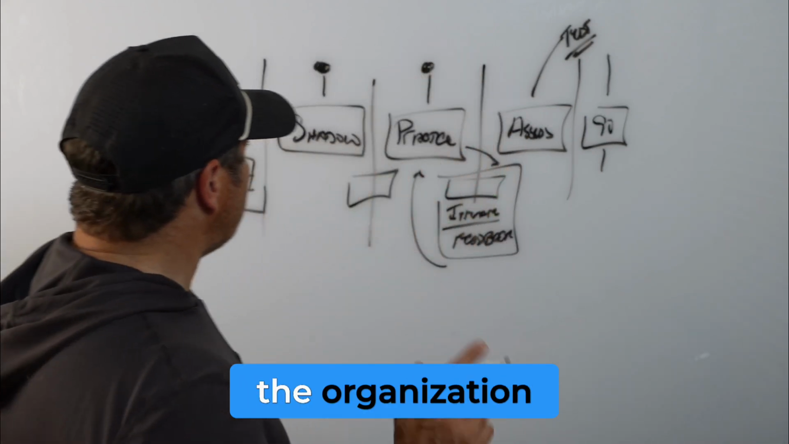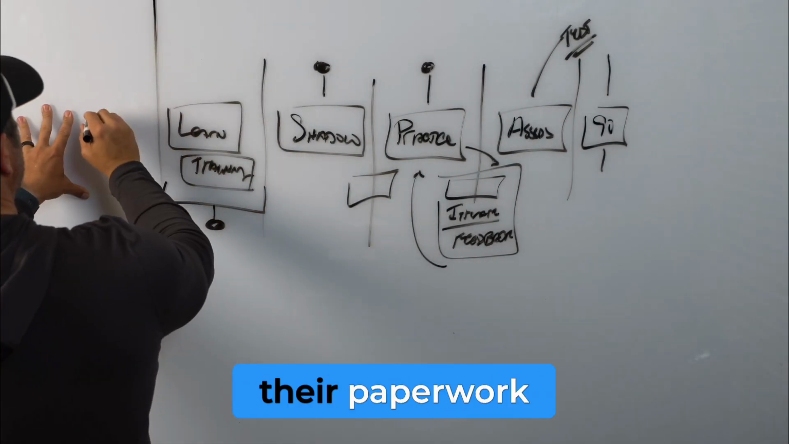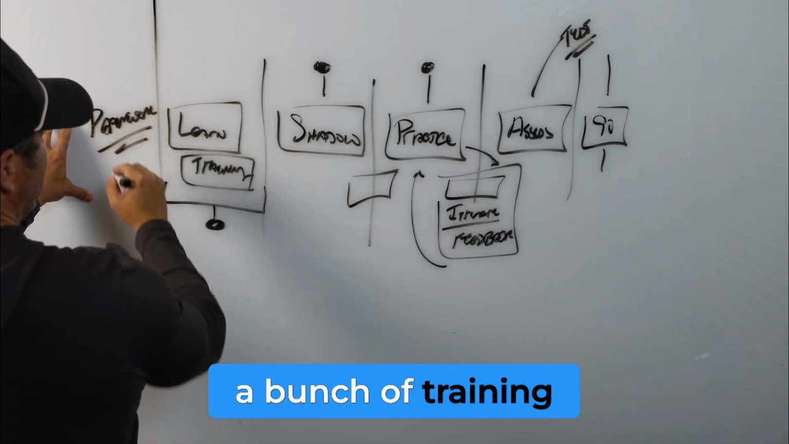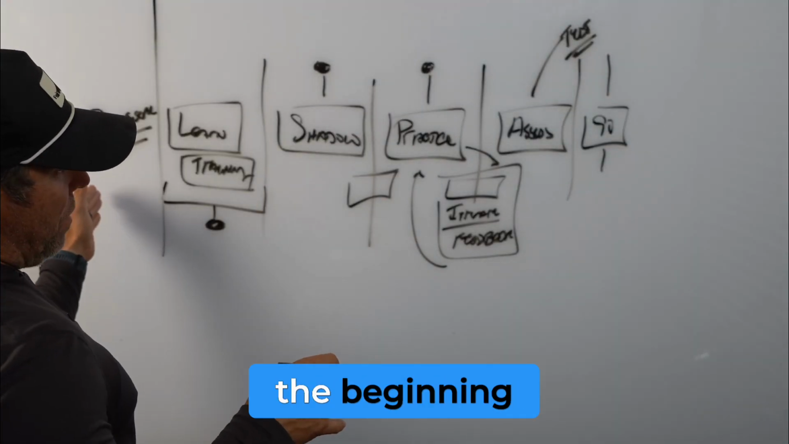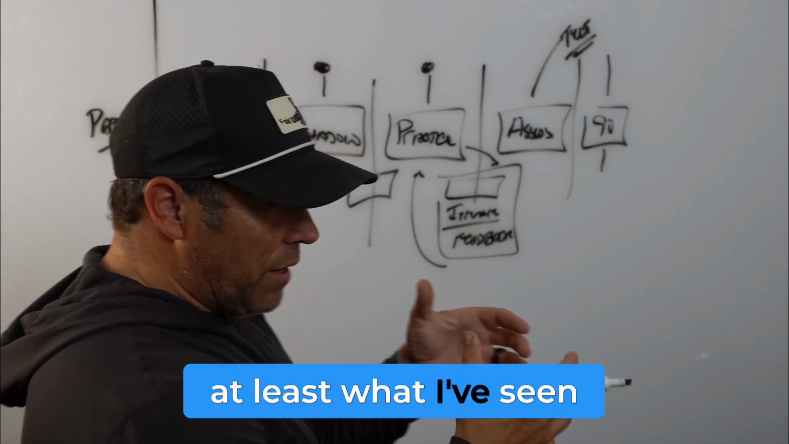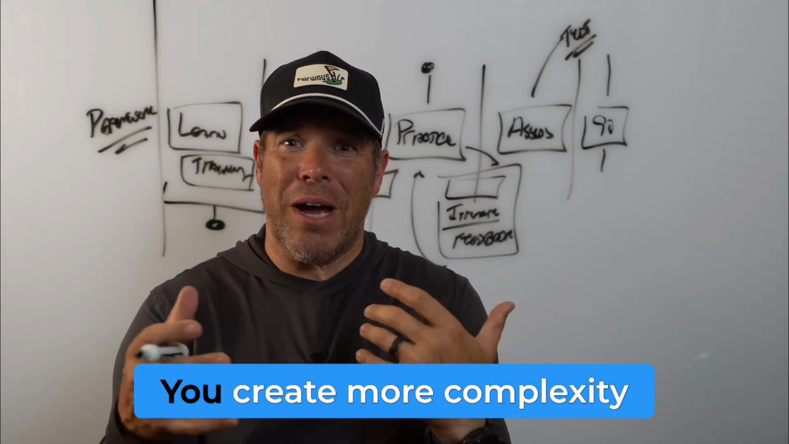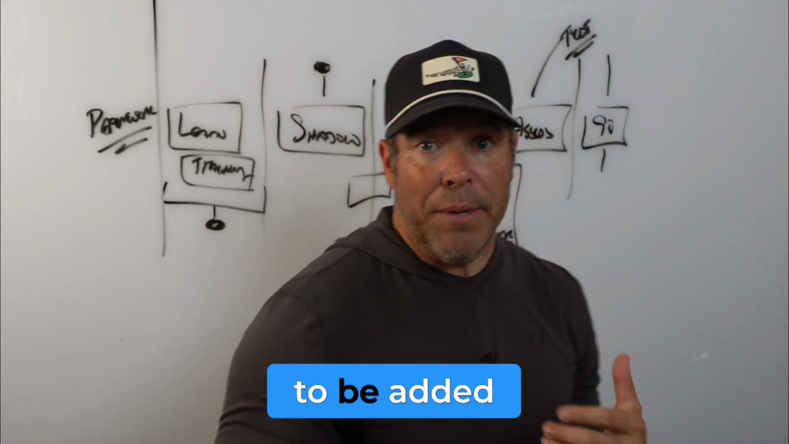the organization. Typically, people will want to start right from here. So they fill out their paperwork, and then the next thing they need to do is they just need to go through a bunch of training, and then we're going to go ahead and put them in front of customers or do whatever. If you build from the beginning, what ends up happening, at least what I've seen, is you typically tend to add more noise than is necessary. You create more complexity because everybody has an opinion about what needs to be added.